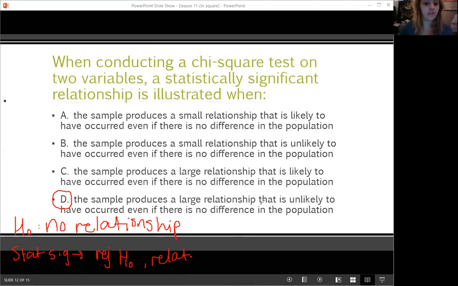So that's saying we have no relationship. Remember, if it's statistically significant, then we're going to reject the null. That's saying that there is a relationship. So we do want to have a large relationship in order for it to be statistically significant. That's why A and B wouldn't be correct.